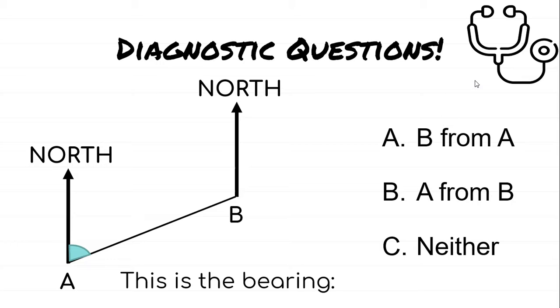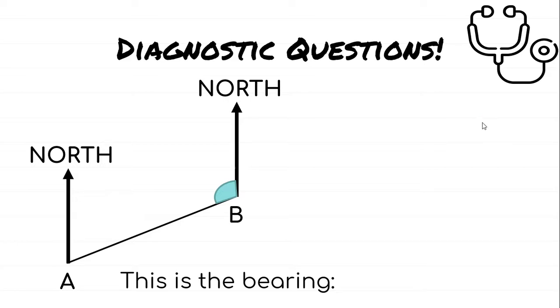Okay, so this is the bearing, I should say, B from A. Okay, we start at A, we go clockwise in order to get that angle that takes us to B. So this is the angle B from A.